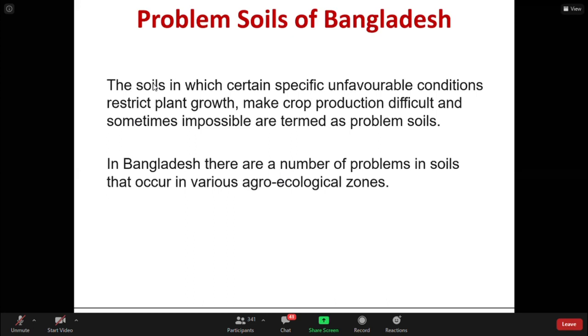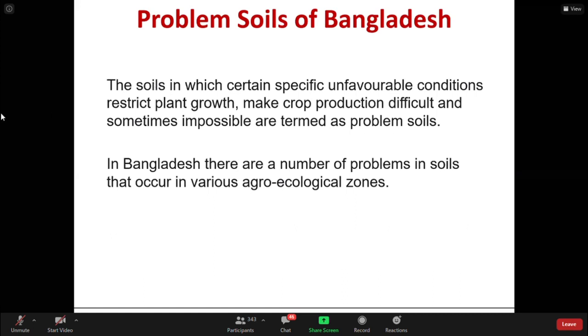And in Bangladesh, we have many different types of problem soils. Those are located in various areas, in different AEZs. You know about AEZs. AEZs are agroecological zones. Professor Abdul is dealing with those AEZs. Okay. So these are our problem soils.